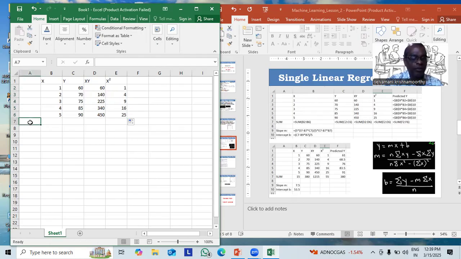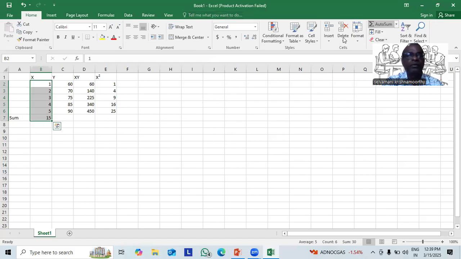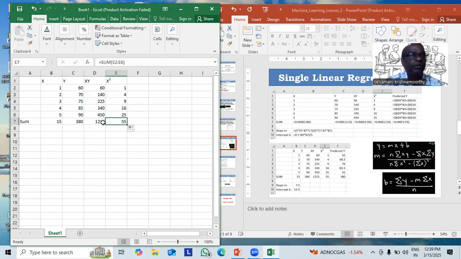Now I need to find the sum. Just drag. This is the sum of X. You know very well how to use auto sum. In the same way, I can drag. Now I got C2 comma S2. Okay, everything fine. Let me check. So here some problem is there. I don't know, let me check. Okay, fine. 15, 380, 1215, 55. So far no problem. That means we got sigma X, sigma Y, sigma XY, sigma X square.